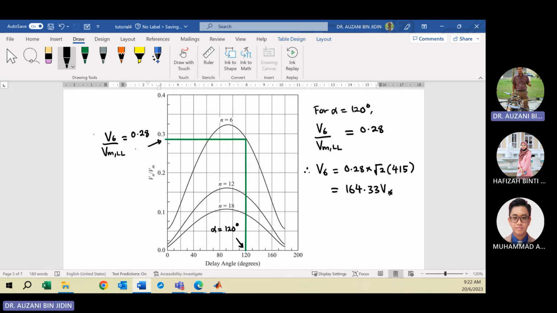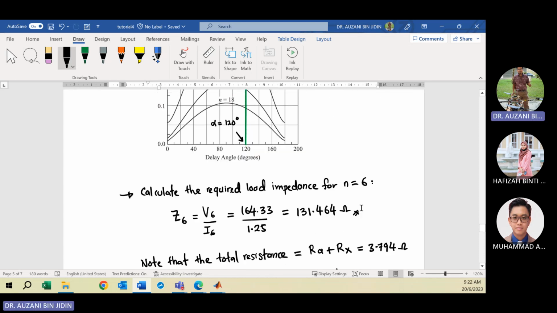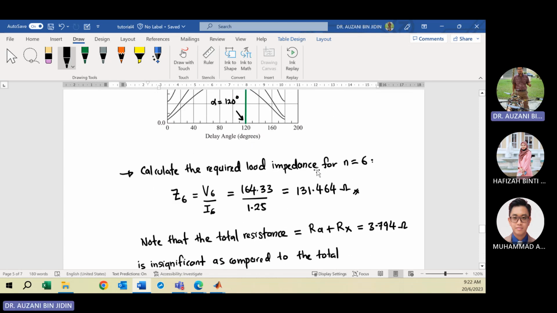Okay, don't forget you must know how to calculate Vm line to line, because this is the three phase. So 450 volt is line to line voltage. So you need to multiply by square root of 2 to calculate the peak value of Vm line to line. So then you get V6 is 164.33 volt. Then from here you can calculate the required load impedance for N equal to 6, Z6. So then you get 131.464 ohm.